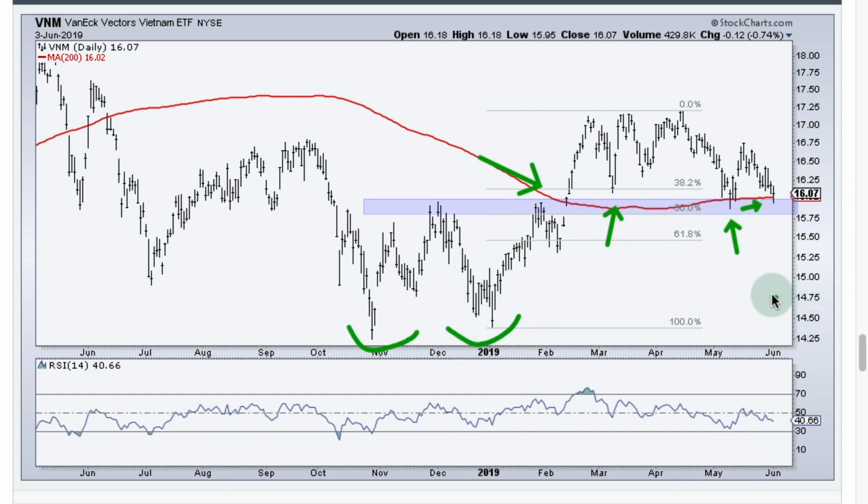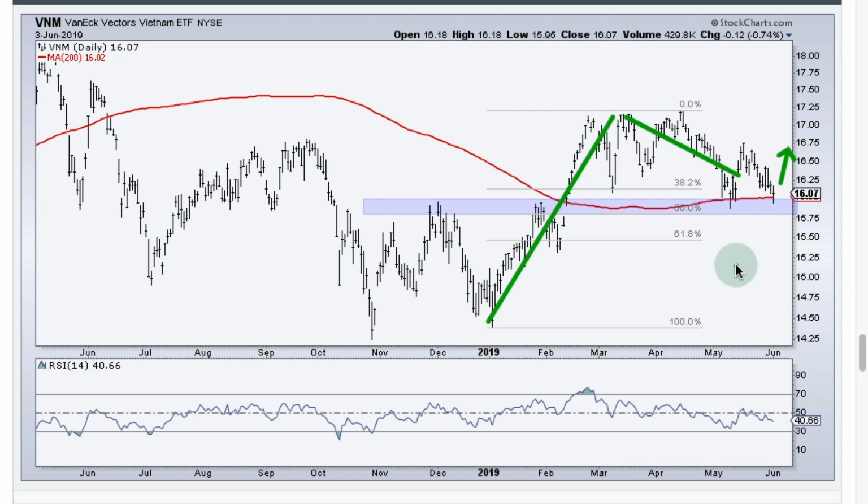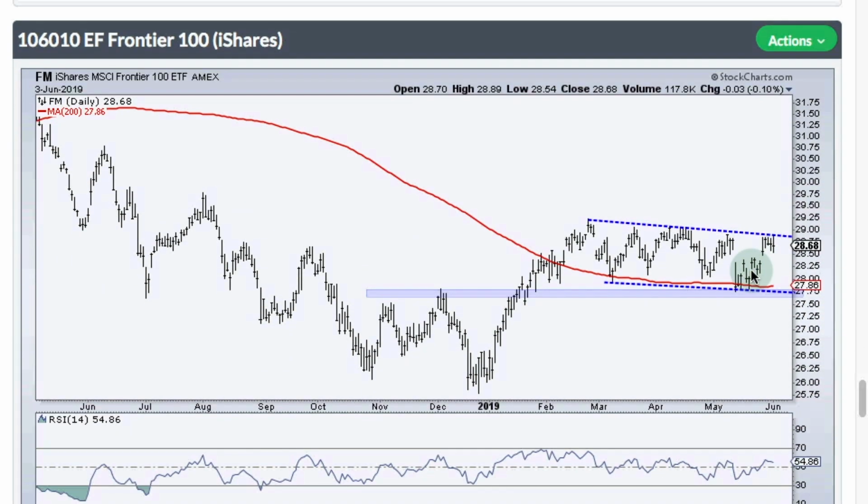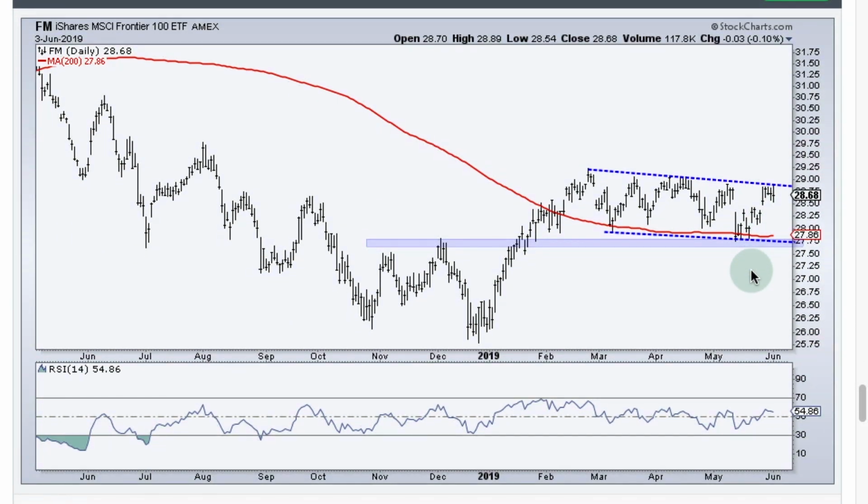So basically we had the big advance, and we've had a correction of some sort. And yeah, it's a choppy correction, most corrections are, but it's retraced around 50% and come back to the breakout zone. So this is support potentially, and I would watch for a surge off support to signal that Vietnam could be ready to move higher. And then the other one is the Frontier 100 iShares. So this is like the emerging of the emerging markets.